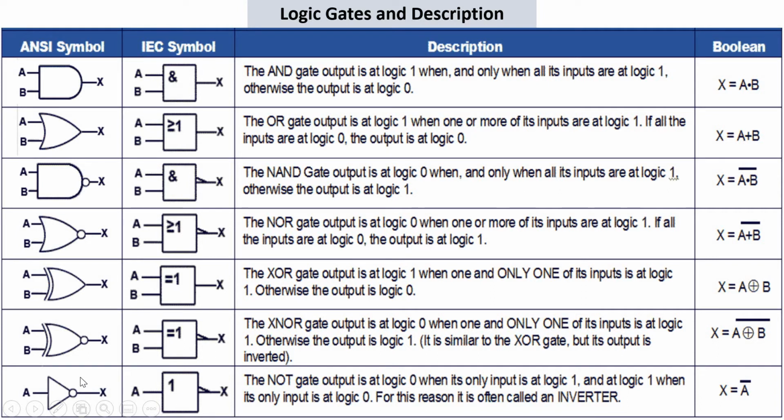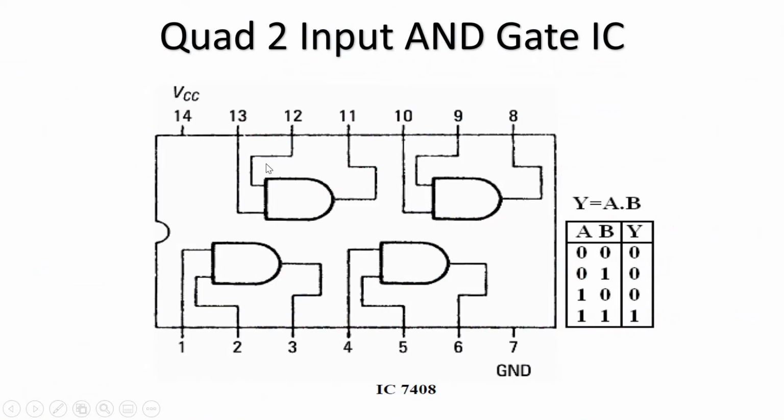And the final gate is the NOT gate. The NOT gate we call a complementer and inverter. That means whatever input you give, you will get exactly the complement value as output. The expression is X is equal to A bar. And today I will show you the pin diagram of the integrated circuits that hold all these gates.